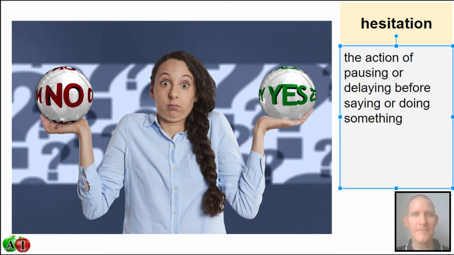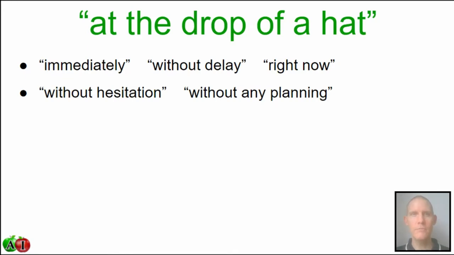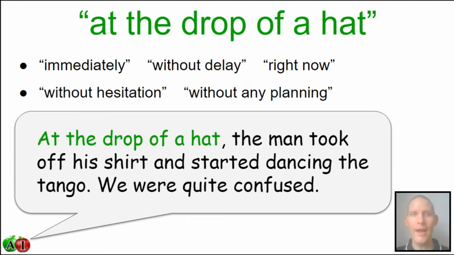All right. So back to the definition of at the drop of a hat. Let's see an example. At the drop of a hat, the man took off his shirt and started dancing the tango. We were quite confused. Okay, so it's at the drop of a hat. We could have said, immediately the man took off his shirt and started dancing. Or, without hesitation, the man took off his shirt and started dancing.